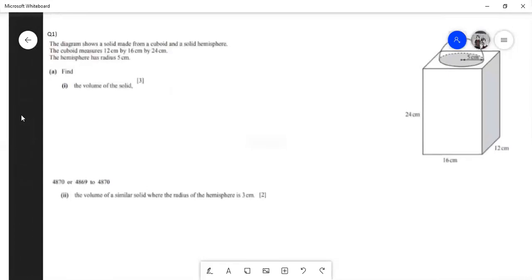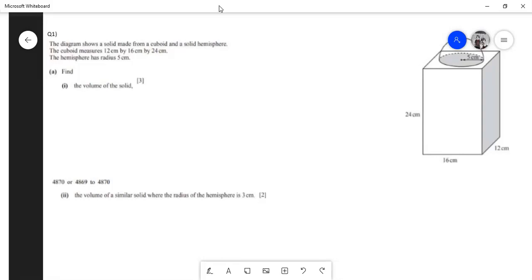Okay, so they say the diagram shows a solid made from a cuboid and hemisphere. The cuboid measures 12 by 16 by 24, whereas the hemisphere has a radius of 5 cm. And they want you to find the volume of the solid. So meaning in this question, what they're trying to tell you guys is that the hemisphere and the cuboid have been combined. So they want to know what's the entire solid shape after we combine them.